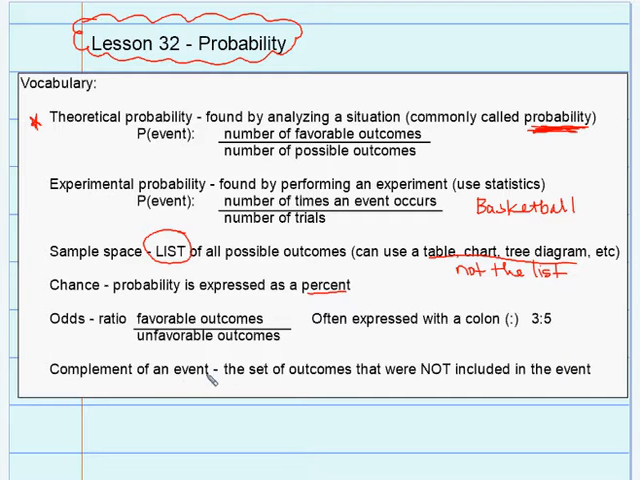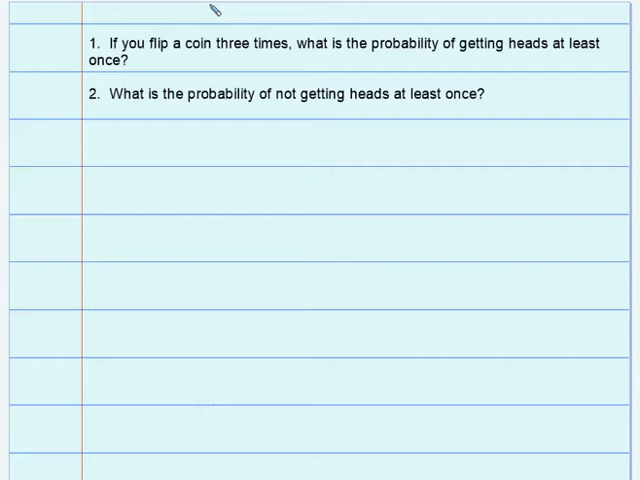The complement of an event is a set of outcomes that were not included in the event. Okay, and the complement plus your probability will always equal 1. So the complement plus the probability will equal 1. So we're just going to do a couple examples real quick to get you familiar with how this works.